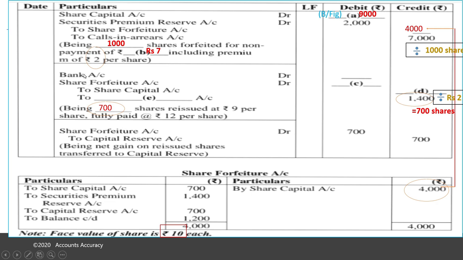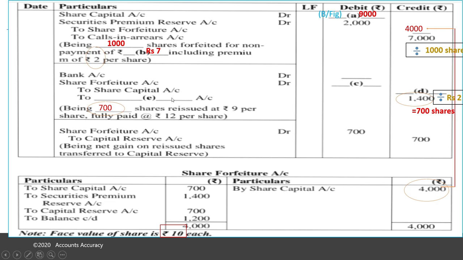But as it's a reissue of shares, it's been written that shares have been reissued, so it is easily guessable that this should be securities premium reserve only, because when the shares are reissued, the share capital always remains at the nominal value of shares. So the extra amount is credited to the securities premium reserve account. So here it will be securities premium reserve.